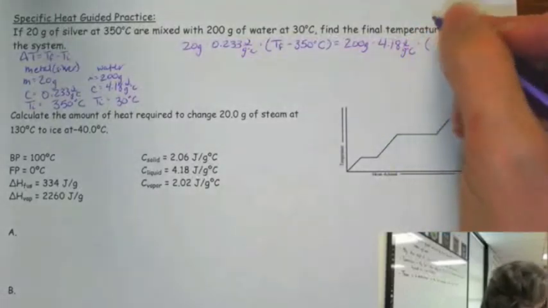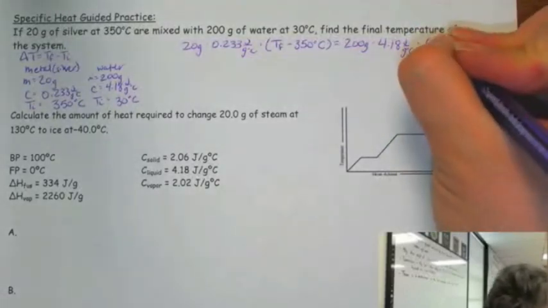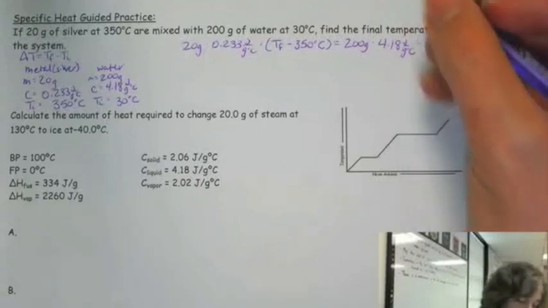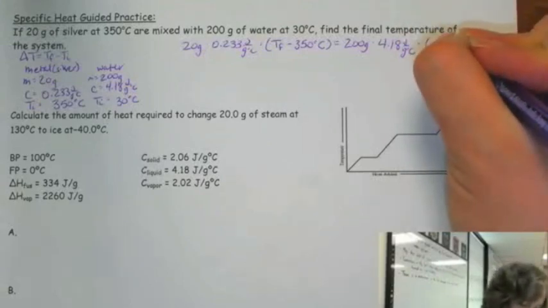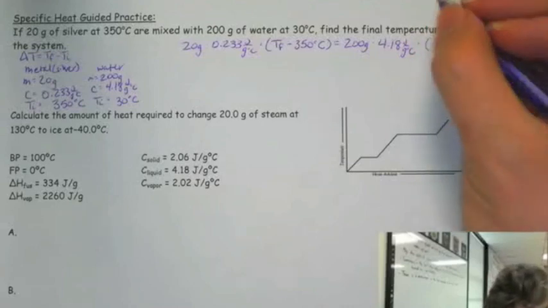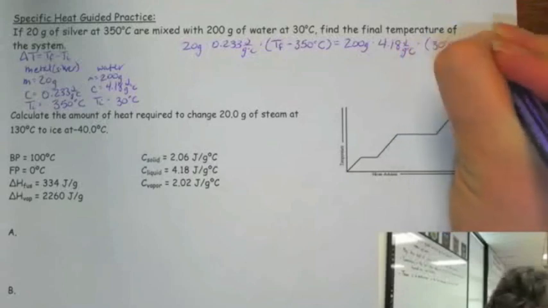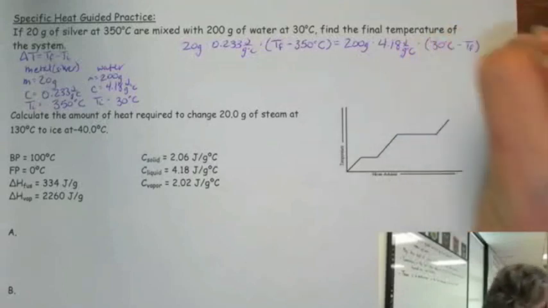And to make sure our signs work out okay, because remember it's heat equals the opposite of the heat, we're actually going to do this as initial minus final. So we're going to go ahead and put our 30 degrees Celsius in minus our final temperature. That'll fix our sign issue.